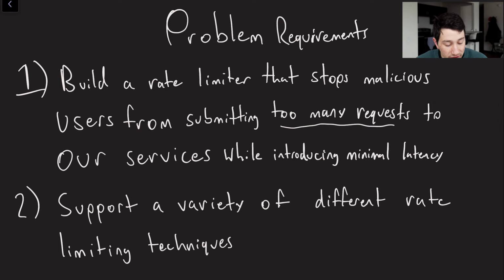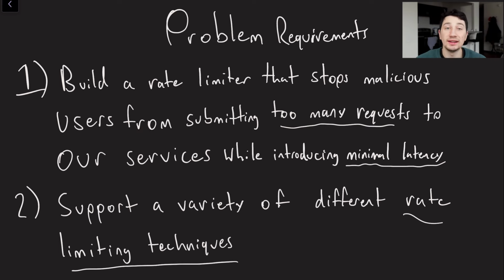Additionally, this rate limiter should introduce minimal latency, meaning we want to make it as fast as humanly possible. Every request has to go through this rate limiter, and as a result of that, we really don't want to be introducing a ton of extra latency here. It is going to kill our user experience if we do. Another thing is that there are a variety of different rate limiting techniques. Let us try and support at least a couple of those.